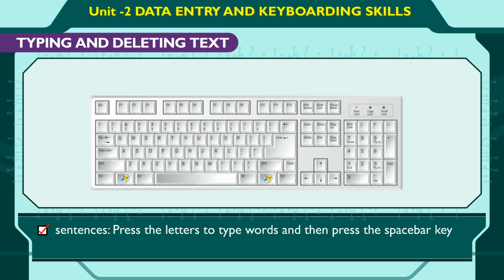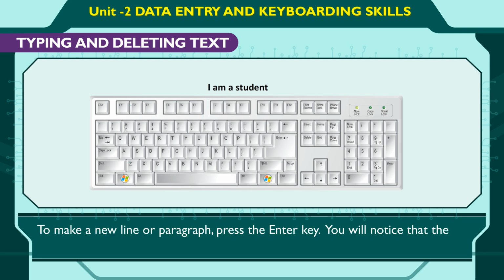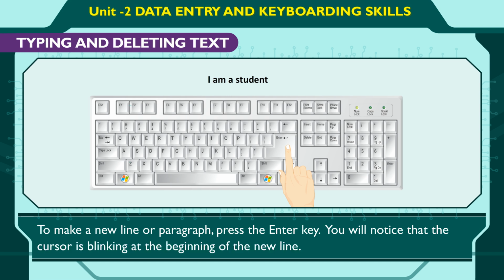Sentences. Press the letters to type words and then press the space bar key to give space between words. Similarly, words are typed to type sentences. To make a new line or paragraph, press the Enter key. You will notice that the cursor is blinking at the beginning of the new line.